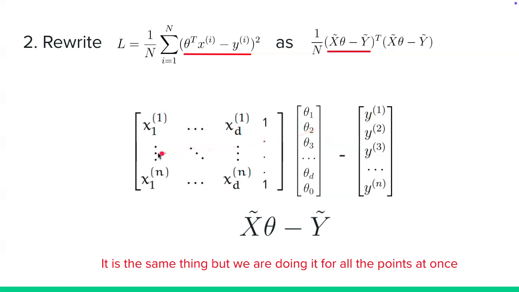So this shows that this form right here is the exact same thing as this form. But the difference is that we're doing it for all of the points at once instead of doing it for every point one by one. And this makes it very efficient.